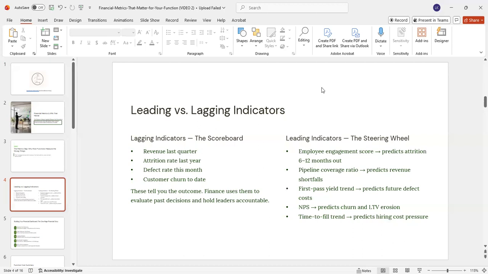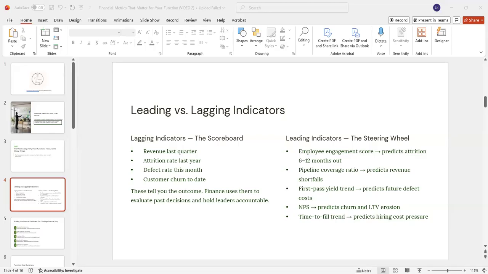Right? So you can see that the leading indicators too are KPIs. It's just that they have a forward-looking aspect to them, which when combined with lagging indicators can be very helpful both for you in terms of understanding your business, your functions, but also in interacting with the finance team.